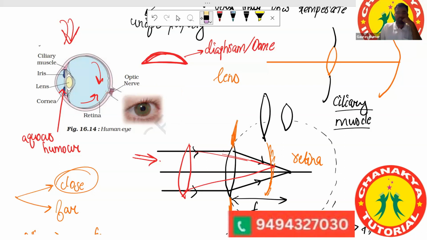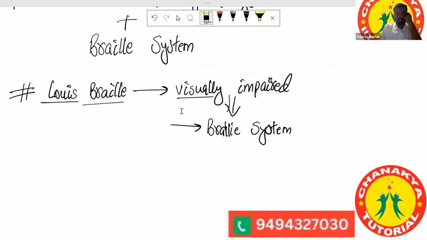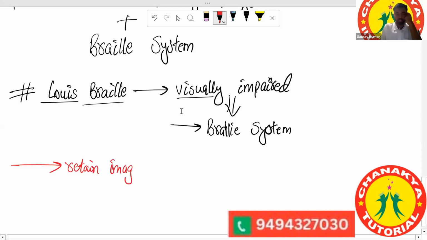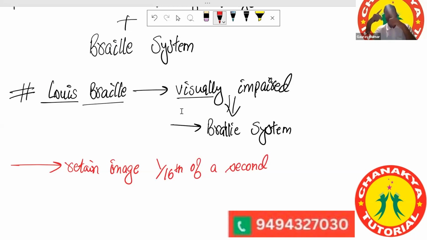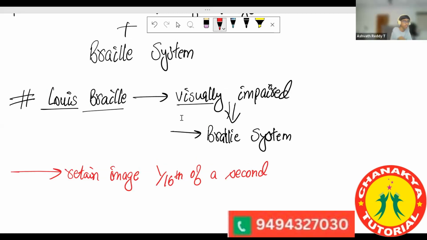And there is one more thing: our eye retains an image for 1/16 of a second until it develops a new image. Okay, so our eye retains an image for 1/16th of a second. Let me show you a picture.